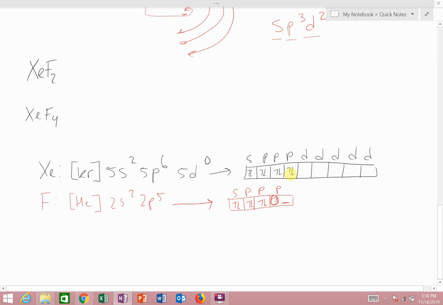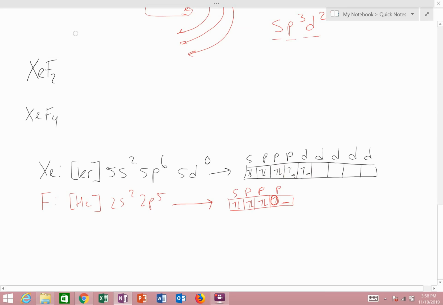We can bump one of its electrons up, and let's see what that actually does for us. So when we bump this electron up, it gives us 2 empty spaces. So that means we can make 2 bonds. If we were to bump another one up, we would make 4 bonds. But for right now, let's look at the one where we make 2 bonds.